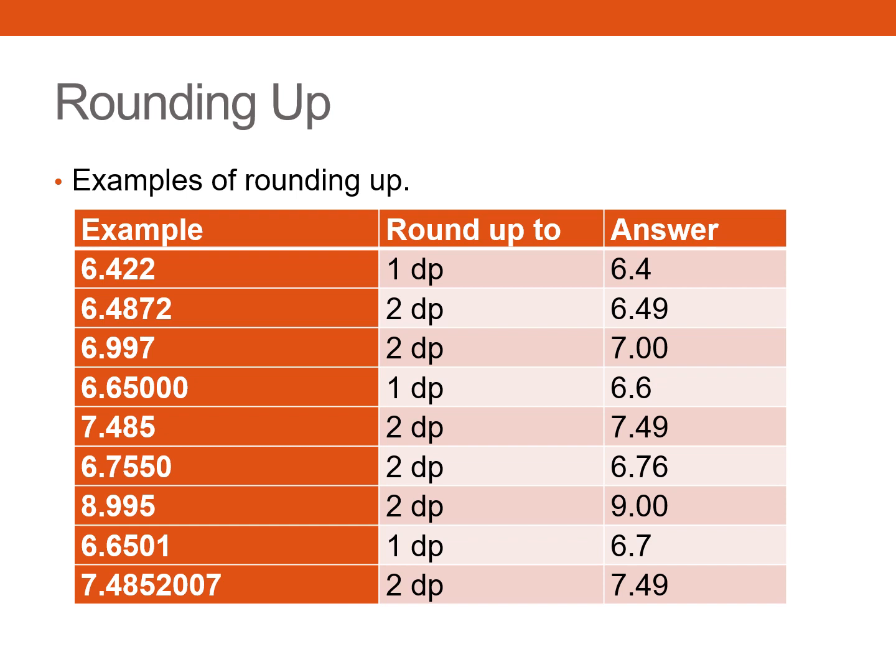This one is 6.65. So you round up to 1 dp. It will be 6.7, actually. If you want to round it to 1 decimal place, it will be 6.7. This will be 7.49. This will be 6.76 respectively. All right, so it shouldn't be a problem.